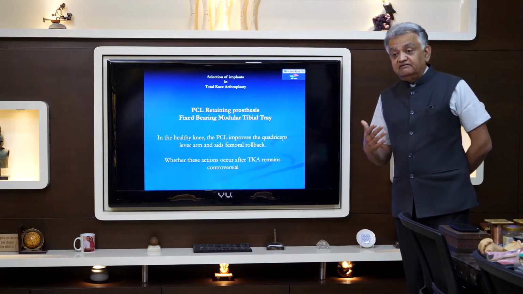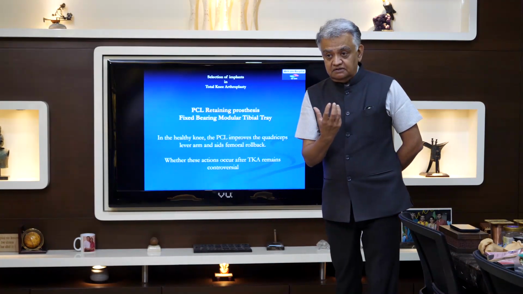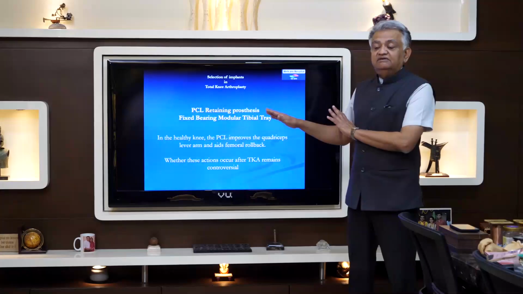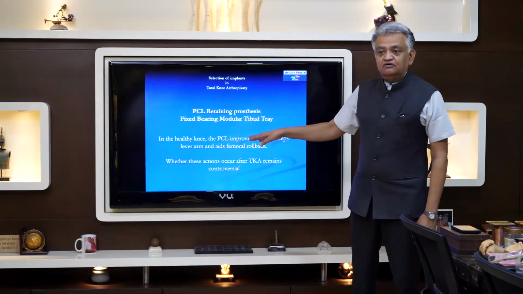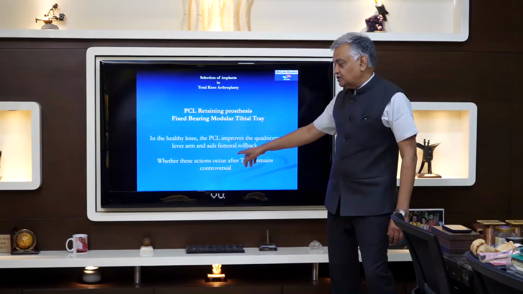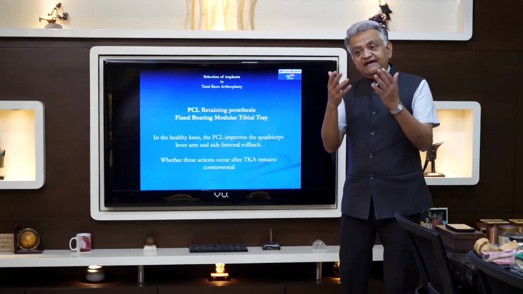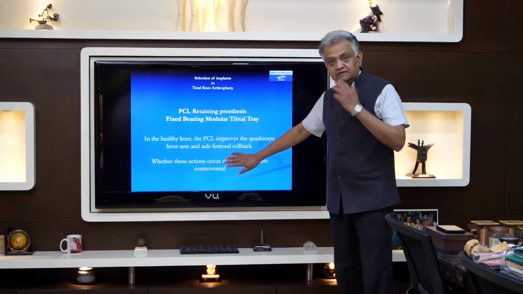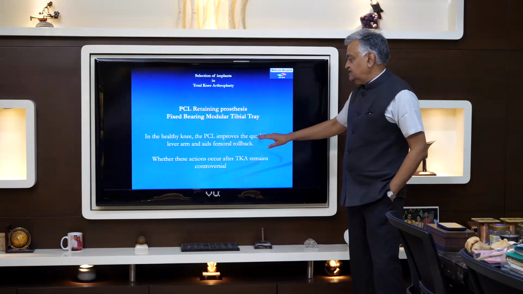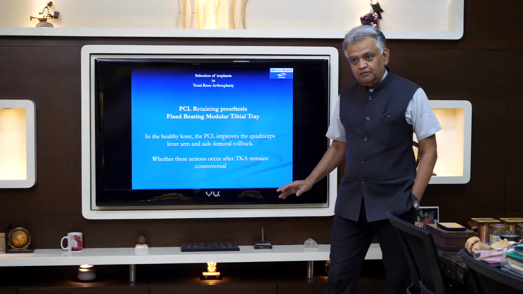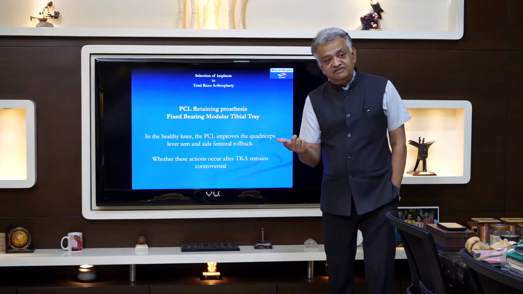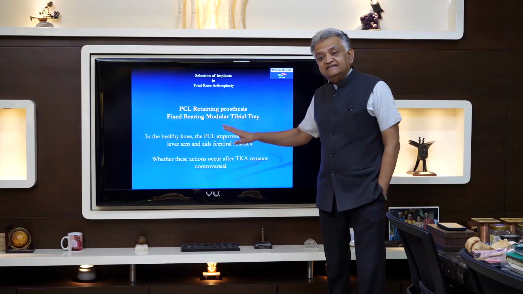Why was the PCL retained? Why is the Boston group so enamored by retaining the PCL? And why do today's surgeons who retain the PCL argue for it based on this theory: that in the healthy knee, the PCL improves the quadriceps lever arm and aids femoral roll back. Therefore, if you retain it, those gains are still retained by the replacement. Those who subscribe to the PCL retaining philosophy still believe that this does.